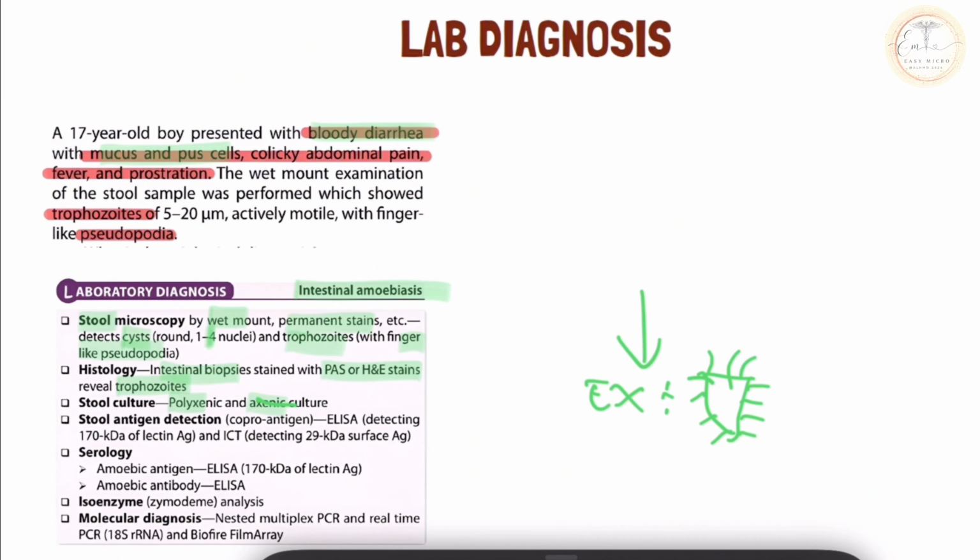Stool antigen detection, amoebic antigen detection and amoebic antibody detection, these three things are done using ELISA. And finally, molecular diagnosis is done using PCR and real-time PCR. Now we have successfully completed the lab diagnosis.